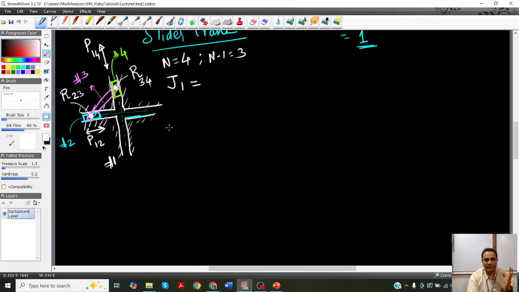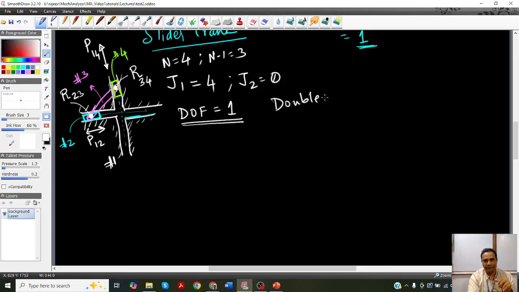So number of pairs is again 4 here. Prismatic, revolute, revolute, prismatic. We'll have 4. J2 in this case is 0 because there is no point or line contact. So degree of freedom again in this particular case will be 1. So the mechanism that I have drawn is known as double slider mechanism, and this particular mechanism is also known as elliptical trammel.